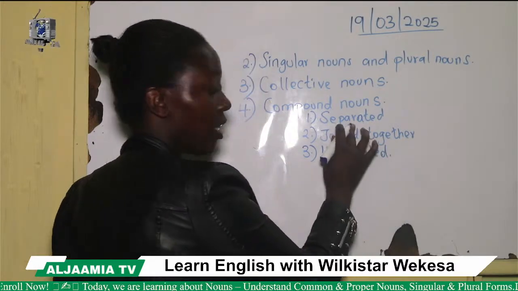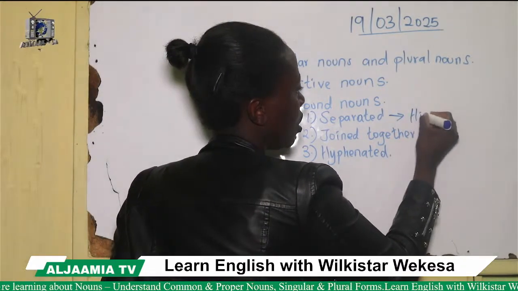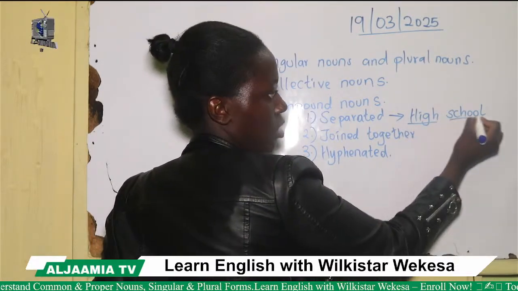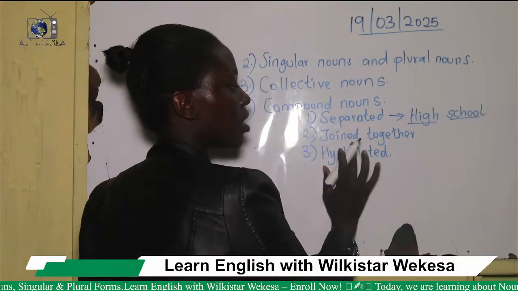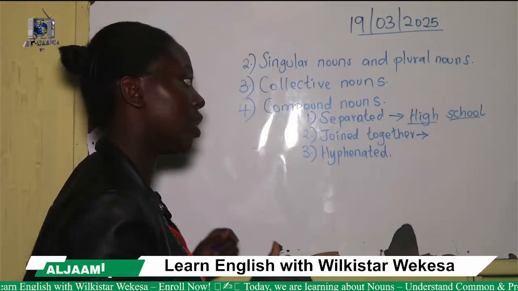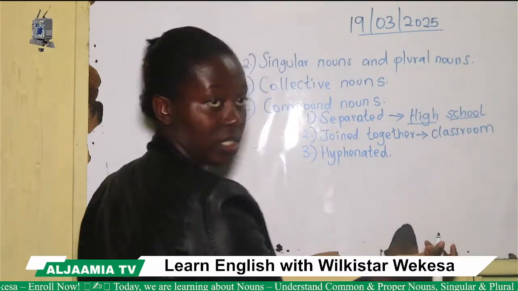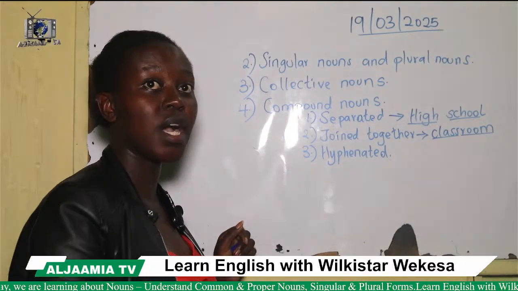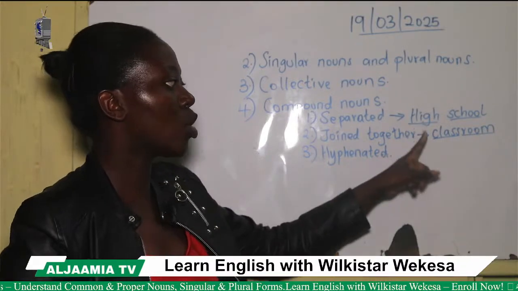Under separation, the compound ones that are separated, for example, a word like high school. So we have 2 words here, high and school. They are separated, but they mean one thing. That is a secondary school, okay? And then you have some words that are joined together. 2 or more words joined together to form a single meaning. For example, we have classroom. The first word is class and the second one is room. So we are forming a single word, having a single meaning. So that is classroom. These are called compound nouns.